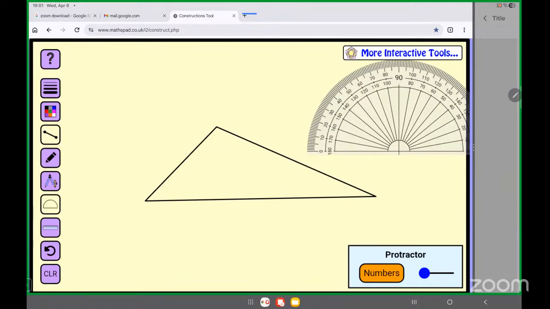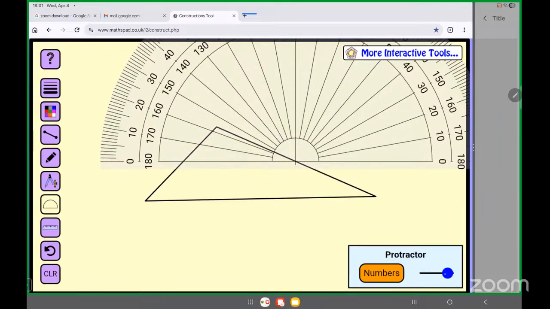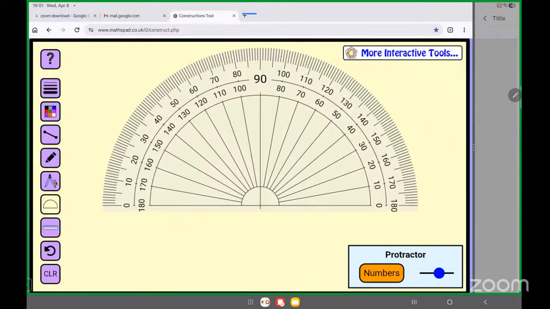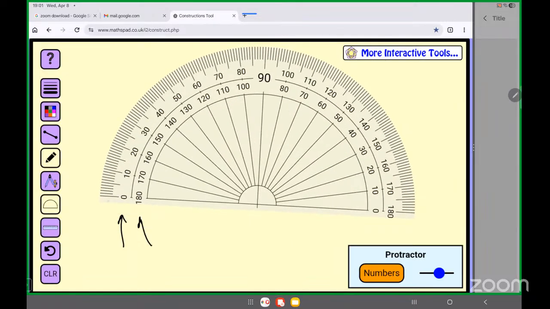Let's measure the 3 angles in that thing. If you look at this protractor, it has 2 scales, the inner scale and the outer scale. There's a scale that starts from 0 and goes upwards, and another scale that starts from 180 degrees and is decreasing. You always want to be reading the 0 scale.